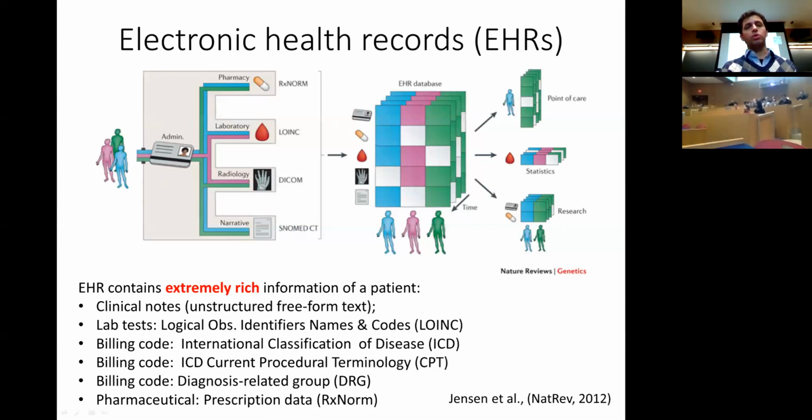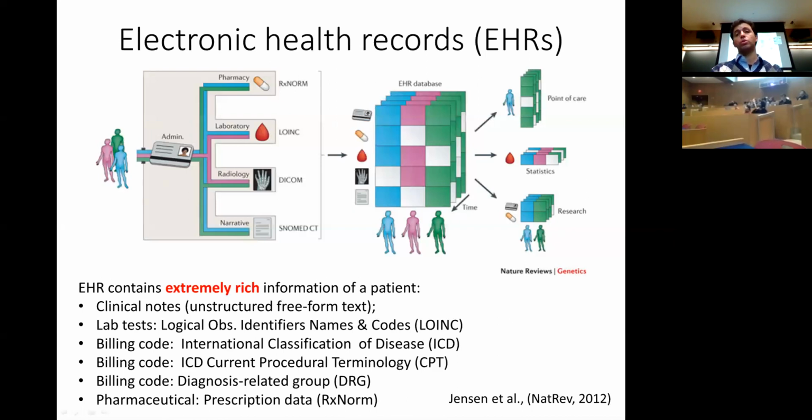So this information includes clinical notes. So basically these are unstructured free form. These contain lab tests. Basically these are observations and identifier names and codes. Billing codes, these ICD-9 codes, International Classification of Disease, ICD-9, ICD-10, are names that you hear very often, which are standardizing the nomenclature so that these can be interoperable across different systems and different hospitals. And another classification is the DRG classification, which is the diagnosis-related groups. Also, there's current procedural terminology, or CPT. So all of these are different billing codes.